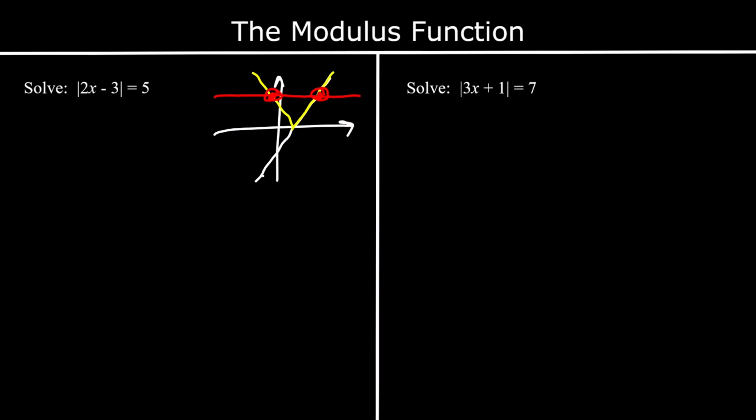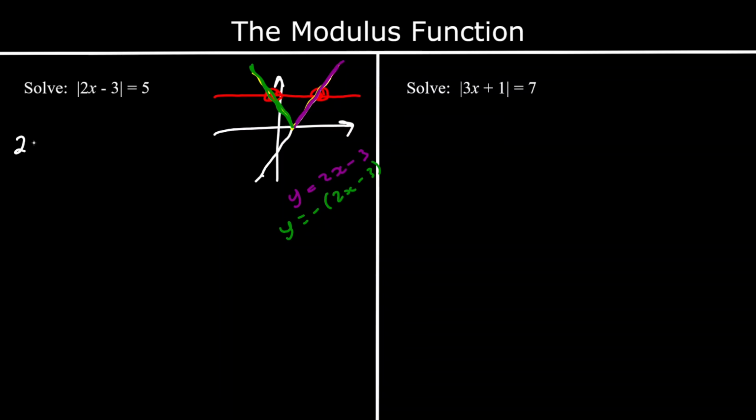And we can think of it as two different equations, so two different lines. This part of the graph, the original part, is y equals 2x minus 3. And this part of the graph is the negative version of the line, y equals negative 2x minus 3. And so we can use that whenever we're solving these equations. We can just solve two different equations.